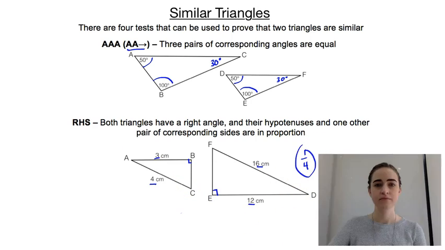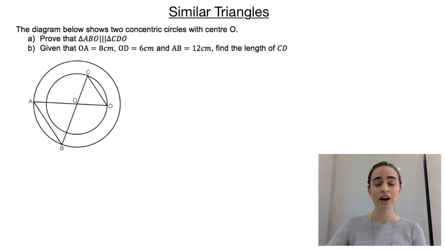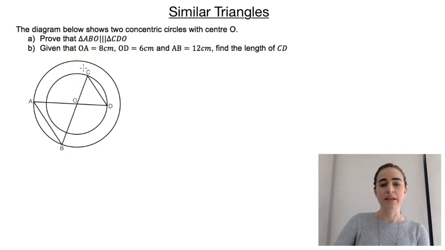So if we have a look at our first example, it says the diagram below shows 2 concentric circles with centre O. Part A asks us to prove that triangle ABO is similar to triangle CDO. And then we'll have a look at part B in a minute. So for part A, the first thing I notice is that because they're 2 circles with centre O, that means that this side has to be equal to this side because they're both radii of the same circle. And also that this side BO and AO have to be equal in length as well because they're radii of the big circle.